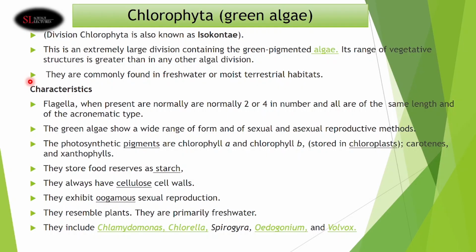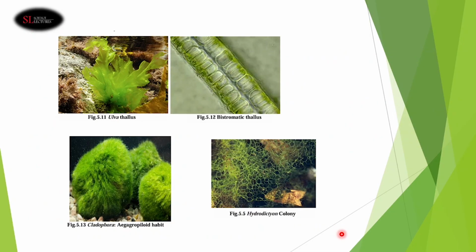Number two, they have both sexual and asexual reproduction. Their photosynthetic pigments include chlorophyll a and chlorophyll b. They have some carotenes and xanthophylls. Then their food storage reserve is true starch. Then their cell walls have cellulose. And their reproduction is oogamous, and they resemble plants, but many of them are found in fresh water. Examples include Chlamydomonas, Chlorella, Spirogyra, Oedogonium, and Volvox. These are some of the examples of Chlorophyta members.